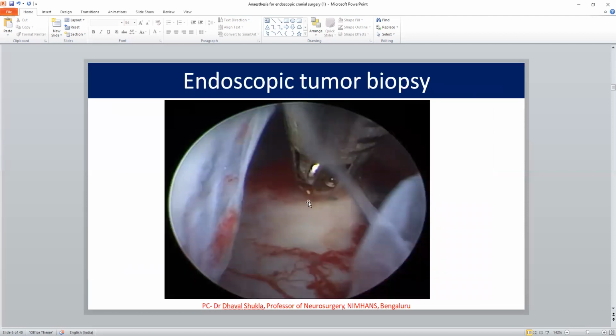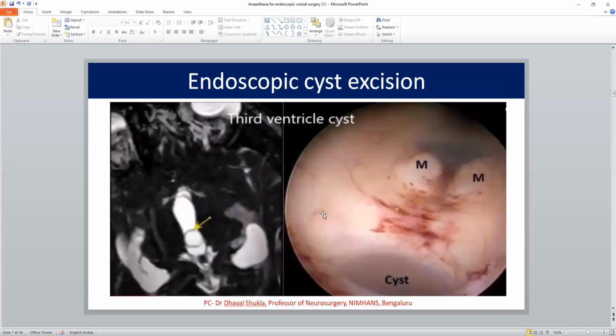Now, this is how endoscopic biopsy is performed. You need to devascularize before you take a biopsy to prevent bleeding. The bleeding can obscure the vision and render the endoscopic approach meaningless for any treatment in neurosurgery.